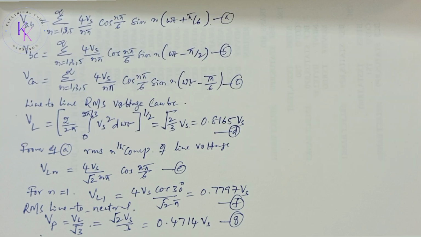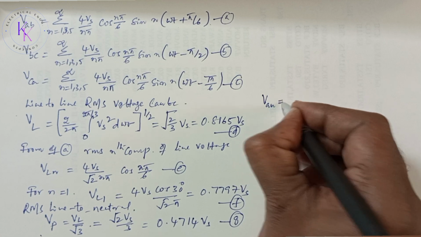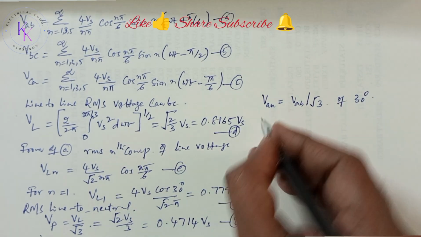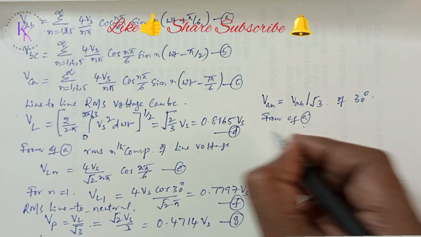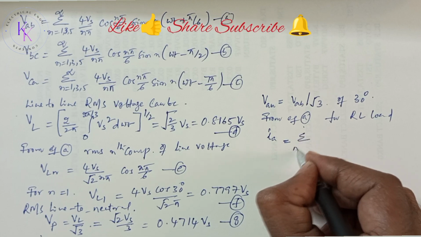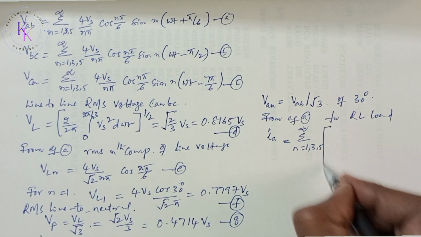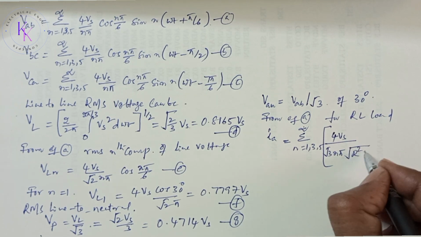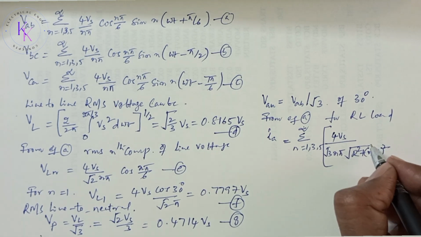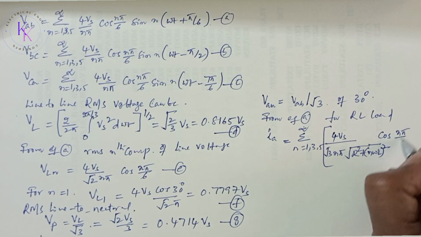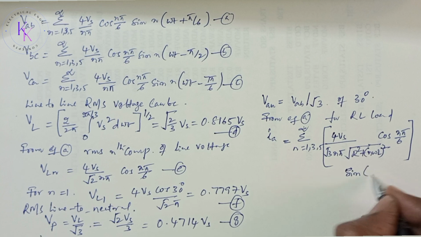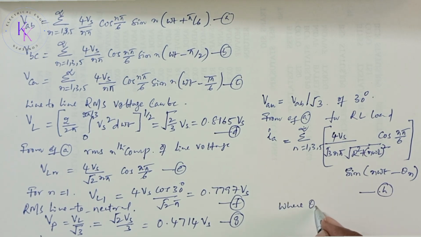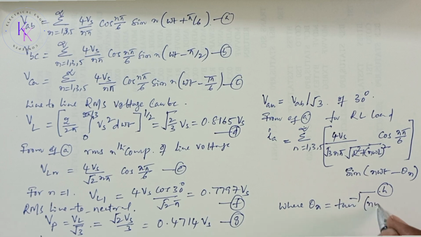The transistor must be continuously gated since the conduction time of the transistor and the diodes depends on the load power factor. For a Y-connected load, the phase voltage is VAN equals VAB divided by root 3 with a delay of 30 degrees. Now from equation A, the line current IA for the RL load is given by sigma n equals 1, 3, 5 to infinity, 4 Vs divided by root 3 times n pi times square root of R square plus n omega L square, cos n pi by 6, sine of n omega t minus theta n. Let it be equation H, where theta n equals tan inverse of n omega L by R.